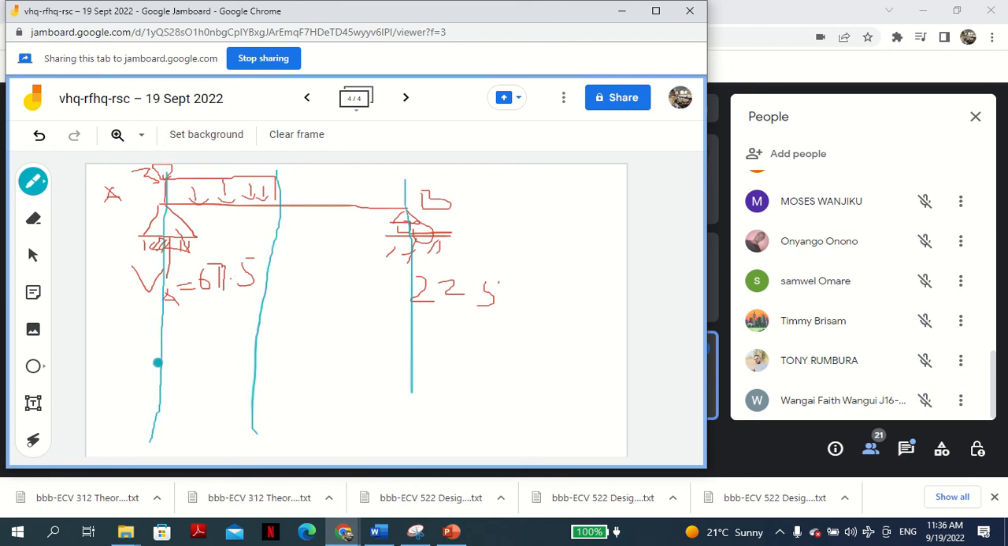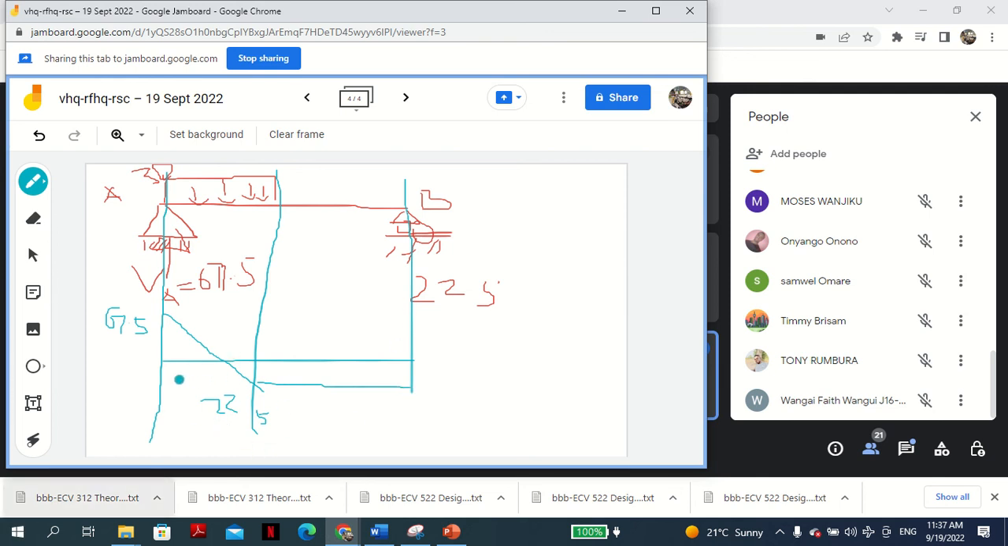If you are to draw the shear force diagram, this goes to 67.5, and then you go straight down to 22.5, then it remains at 22.5, and then goes back to 0.